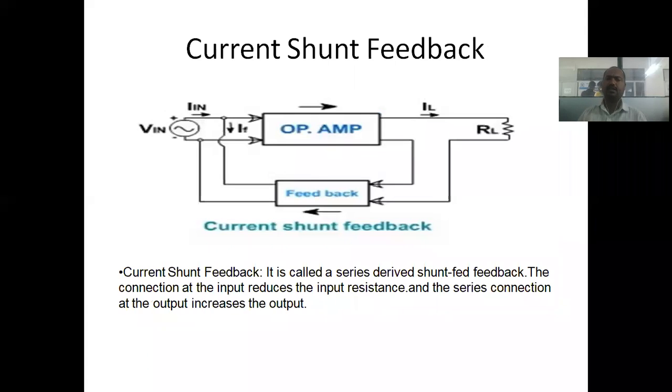See, current shunt feedback, what does it indicate? We know that current always comes with respect to your series, right. So current shunt feedback indicates that whatever output is coming should be connected serially. Why serially? Because we know that current is always measured in series, so that output, whatever is applied to the input, should be in series. That's why the output that should be added with respect to input should be in series, but it should be connected with respect to input as shunt.